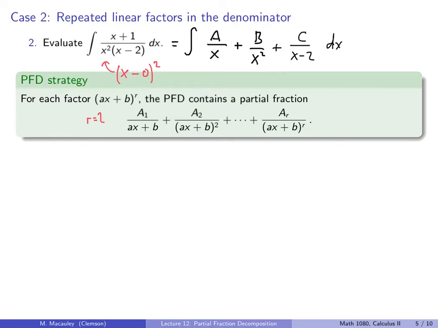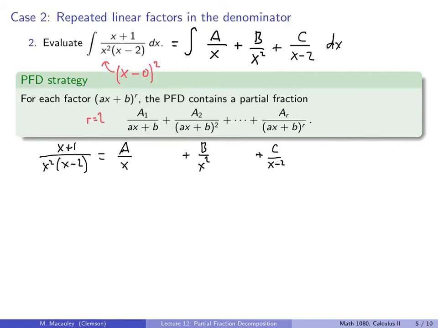As before, we need to write this fraction, x plus 1 over x squared times x minus 2, as a over x, I'm going to leave a little room, plus b over x squared, again leaving a little room, plus c over x minus 2.